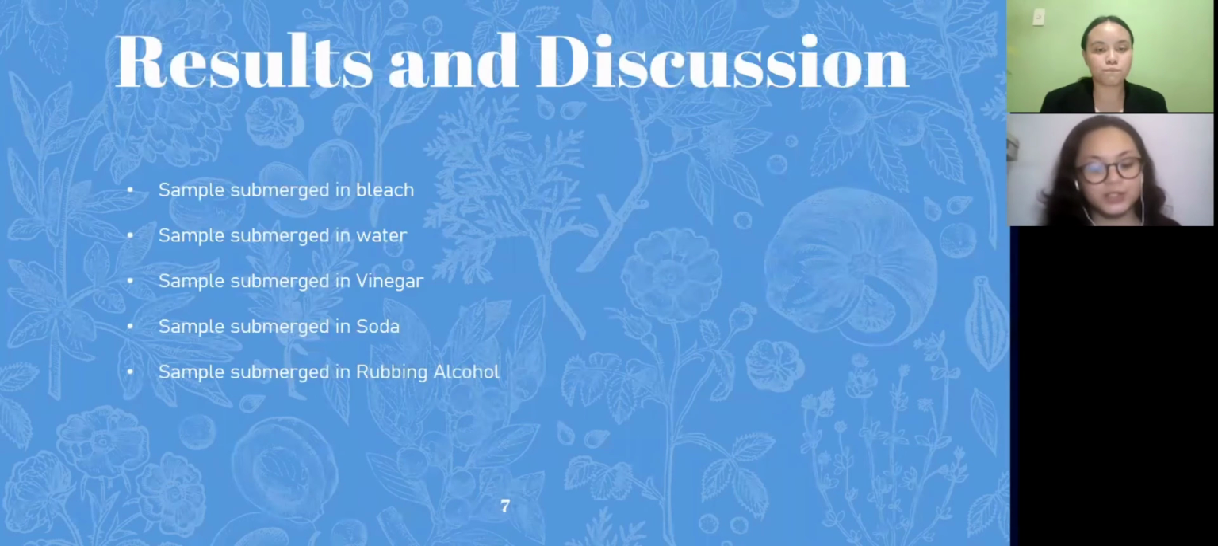Moving on with the results and discussion. Results showed that the solutions caused various changes in the coloration of each leaf. For the sample submerged in bleach, major discoloration occurred, causing it to fully dissolve after a week of observation. Other solutions, like water on the other hand, had no impact on the sample's coloration, which indicates that water does not cause any reaction to the coloration of leaves.